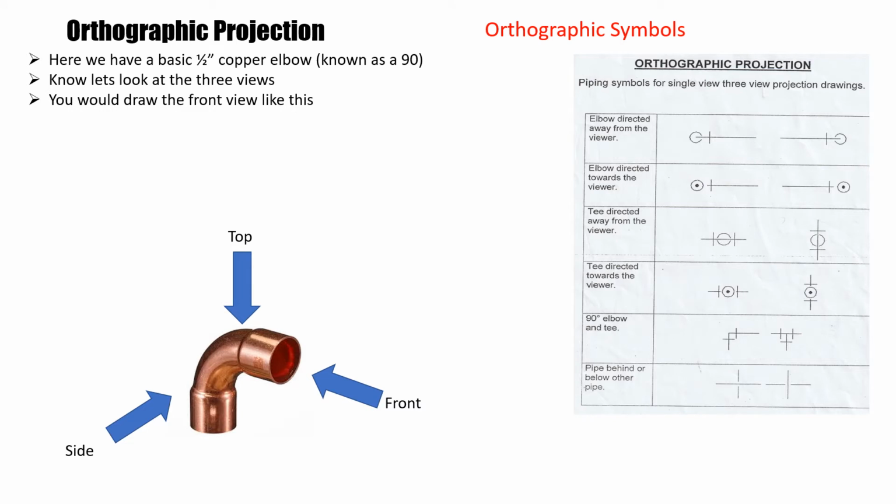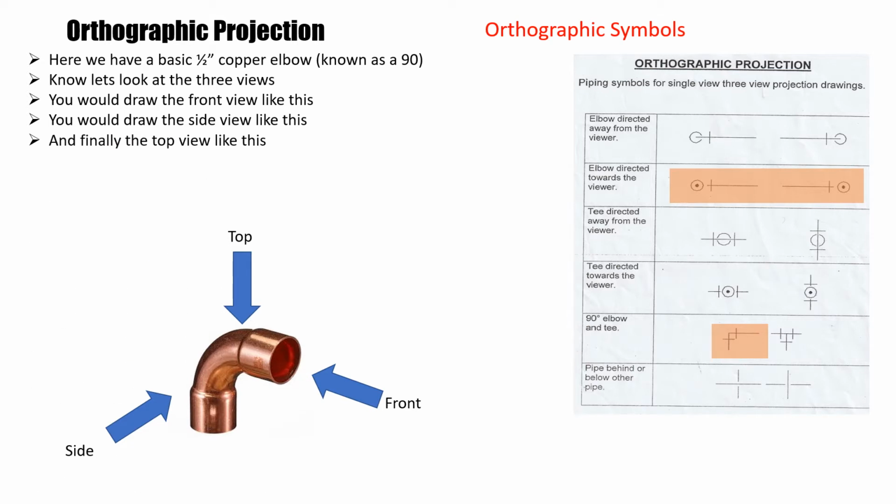So you draw the front view like this. See how we have a dot in the middle of a circle. And then the side view would be like this down the bottom. Because this is your view looking at it. So all you would basically see is the pipe coming up and the pipe going across. And there it is there. And then finally we have the top view.